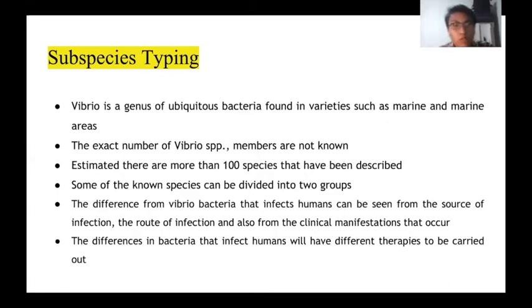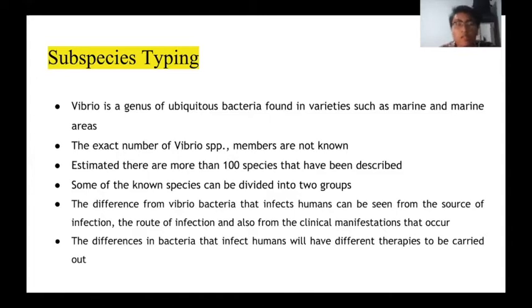I will explain about subspecies typing. As we know, Vibrio is a genus of bacteria that is found in varieties, and most of them are found in marine areas. The exact number of Vibrio species is not known, but it is estimated that more than 10 species have been described, and 12 of them are known to infect humans. Some of the known species can be divided into groups.